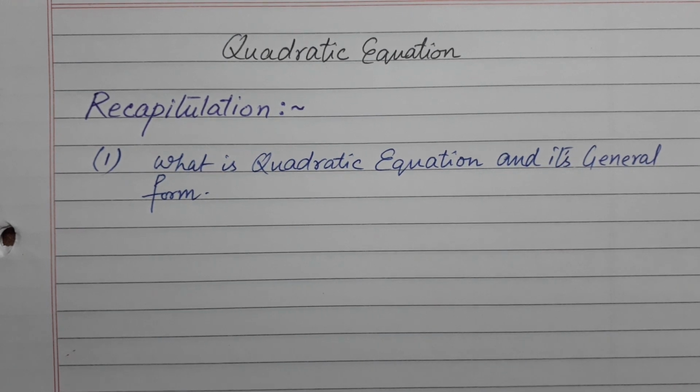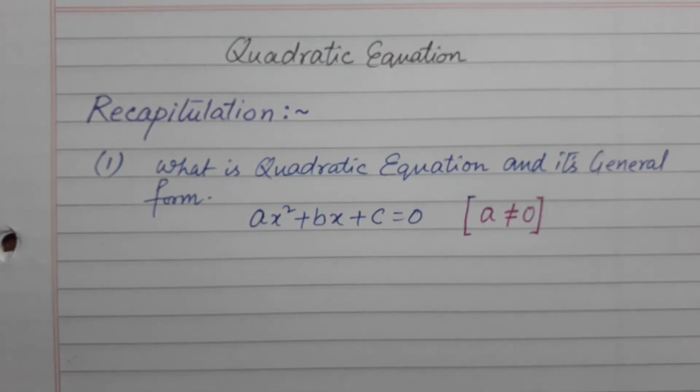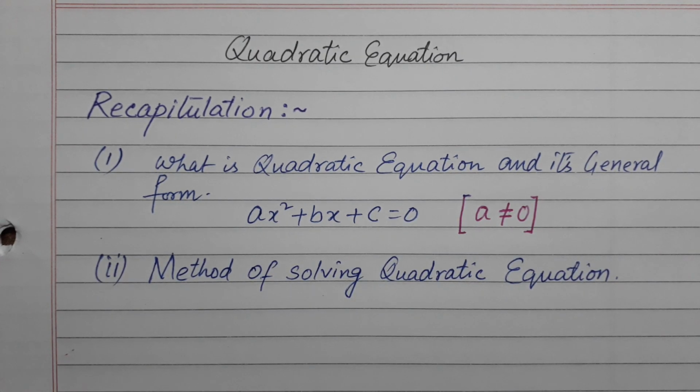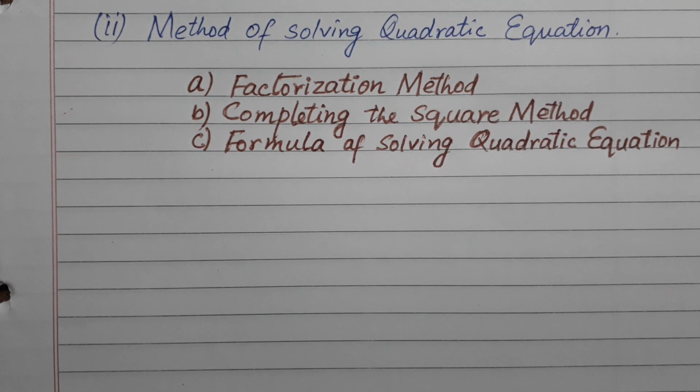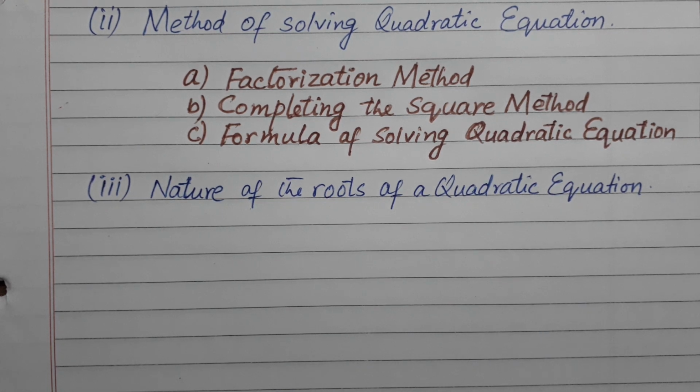So we have learned what is a quadratic equation and what is its general form. And the general form is ax square plus bx plus c equals to 0, where a should not be equals to 0. Second thing we have learned is the method of solving a quadratic equation, and these are factorization method, completing the square method, and the formula of solving quadratic equation, which is also known as Sridharacharya formula. Also, we have learned the nature of the roots of quadratic equations by evaluating the discriminants of the quadratic equations.